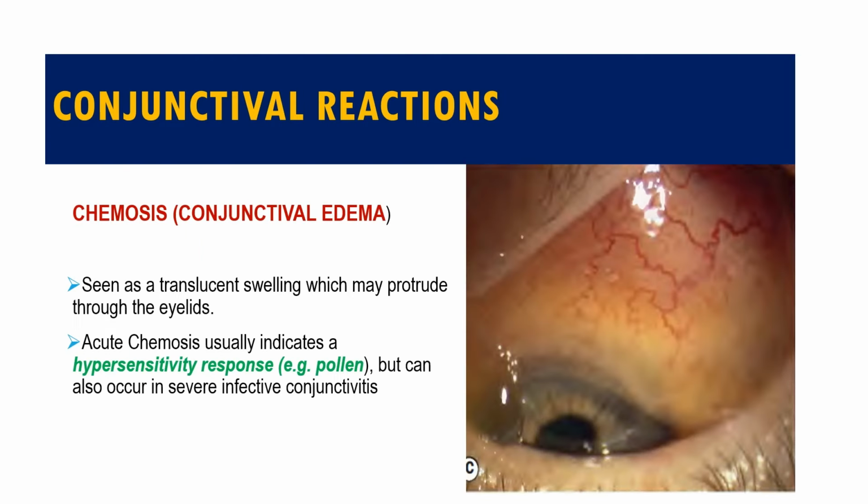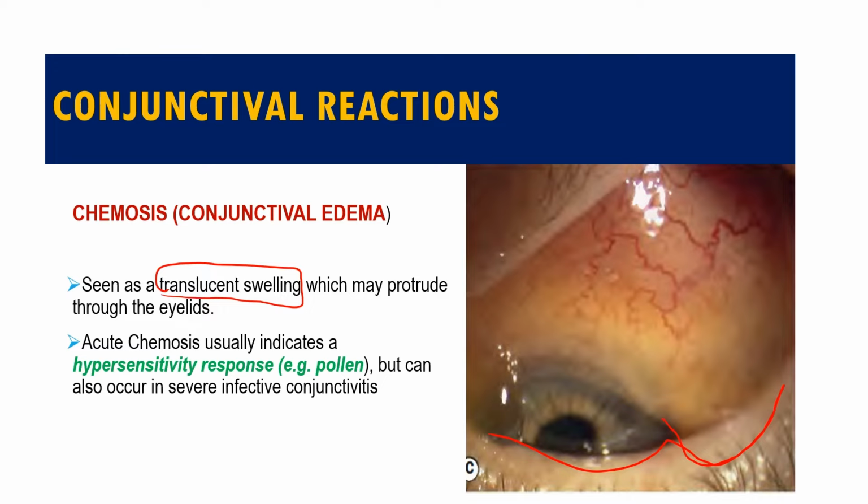The next reaction is chemosis. Chemosis is also called conjunctival edema. Basically this is a collection of fluid within the conjunctiva, and it will be seen as a translucent swelling. Sometimes the swelling will be so much that the conjunctiva will actually protrude beyond the eyelid margin as well.